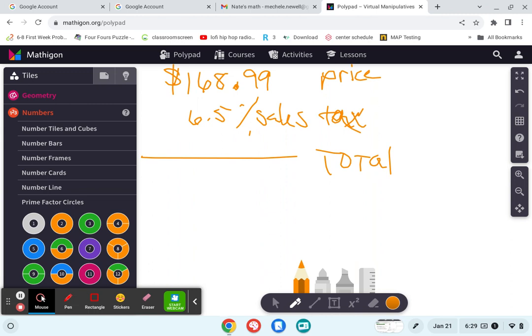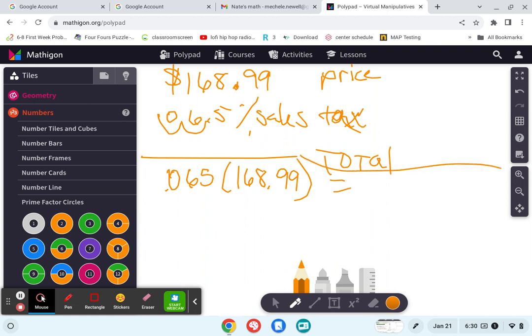So I'm going to set this up by moving my decimal 2 spaces to the left. I think you know how to do that already. I've seen what you had written down. So it's 0.065 times 168.99. When I do this, the answer that I will get will be the amount of sales tax in money.